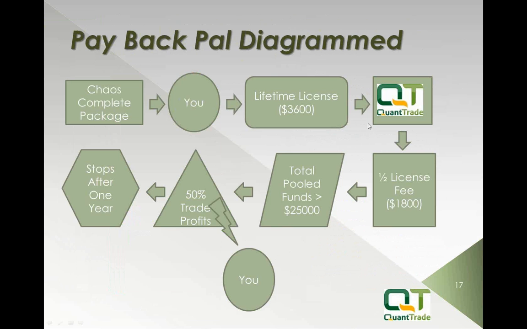Once we have this license, what we're going to do is split it in half. We're going to take this half and put it into a pool. And once we breach $25,000 in terms of pooled funds, then we begin trading. So the idea here is that after 1 quarter of trading, 50% of the profits now are returned to you, and this process continues until 1 year period of time. Fairly straightforward.